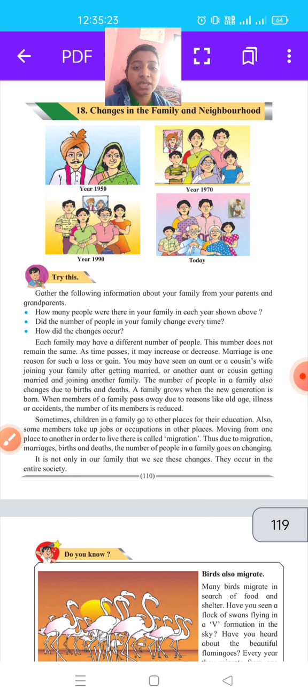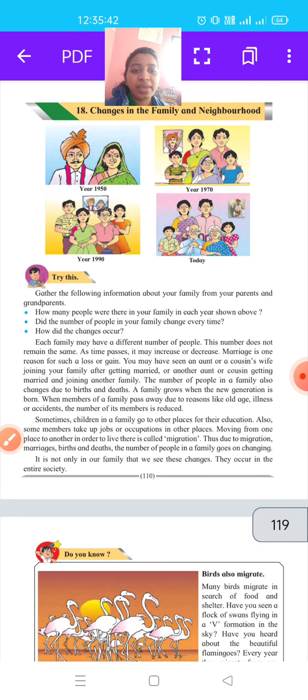The first question is, how many people were there in your family in each year shown above? The second question is, did the number of people in your family change every time? The third question is, how did the change occur? To answer this question, see what is given.